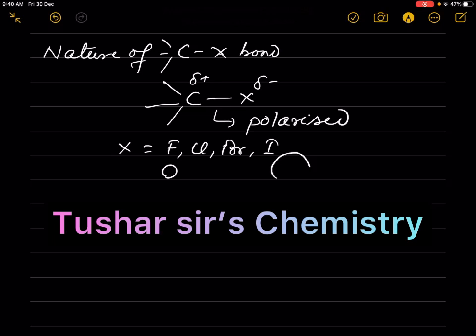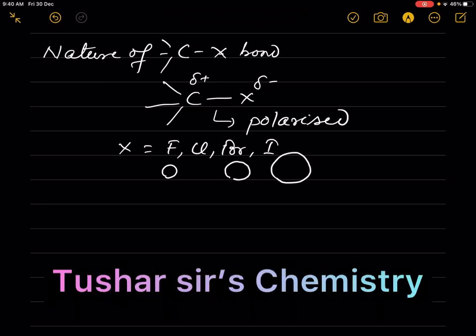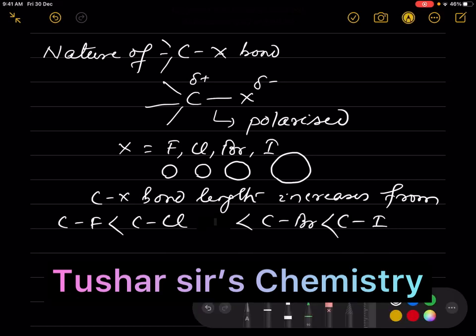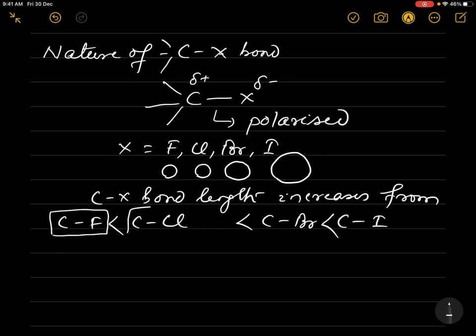The size of iodine is bigger than that of bromine. The C-X bond length increases from C-F to C-I. Here you see the C-F bond length is smaller than the C-Cl bond length, the C-Cl bond length is smaller than C-Br, and the C-Br bond length is smaller than C-I.